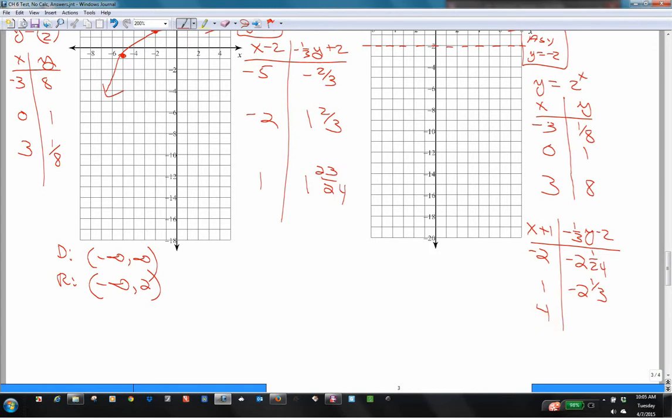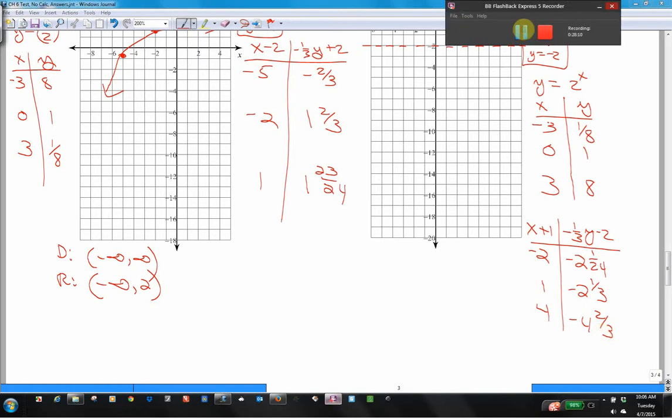So, wait a second. Oh, no, if I put 8 in there, I get a negative 2 2/3. I get a negative 4 2/3. Okay, moving on and graphing this.